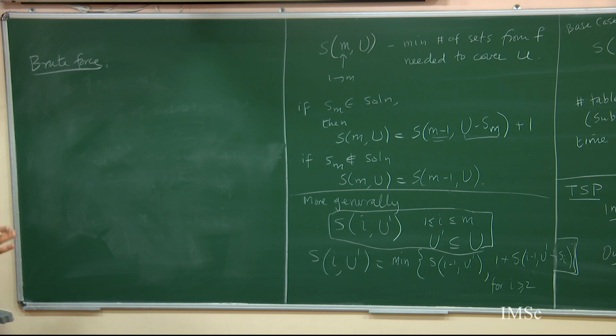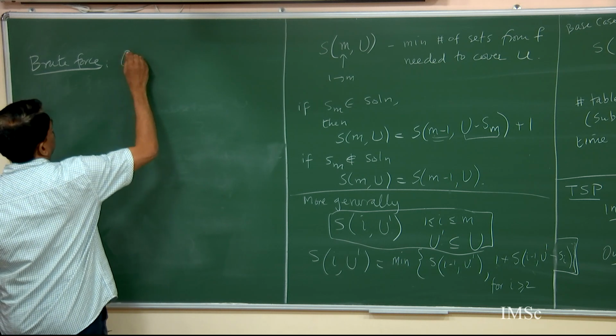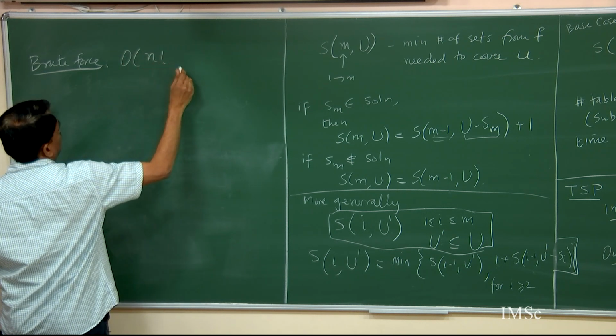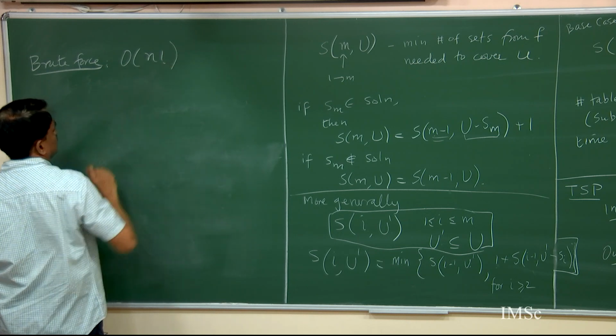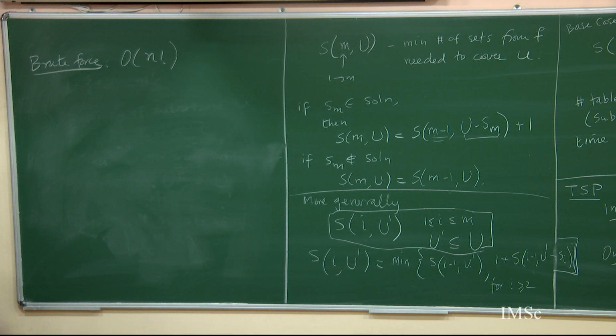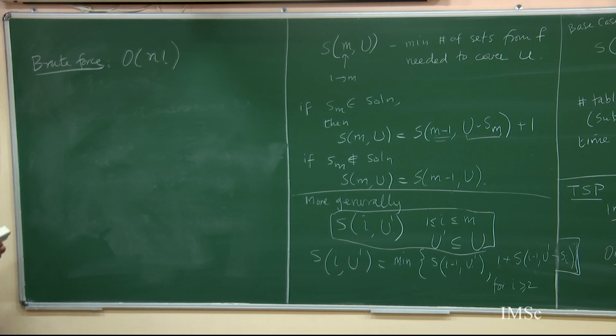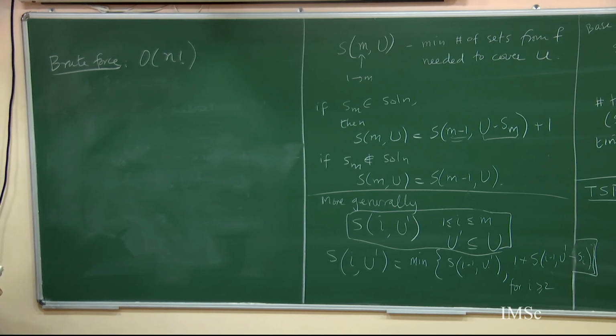Then you just go and check whether every adjacent pair is an edge, compute the total weight, and compute the minimum among them. So that is order n factorial, more or less. That is the running time. And we want to improve it using dynamic programming, meaning get a better exponential time algorithm.